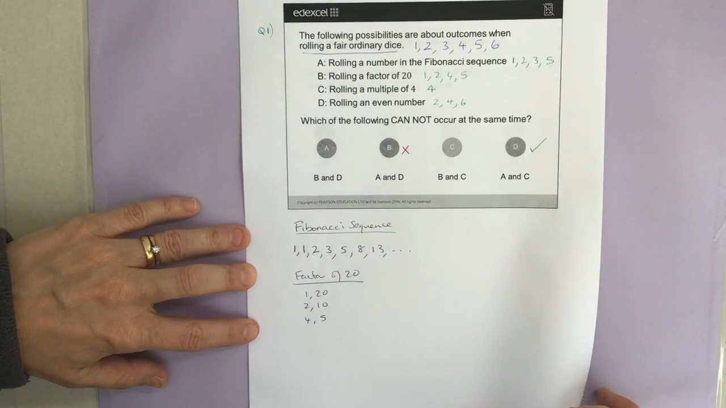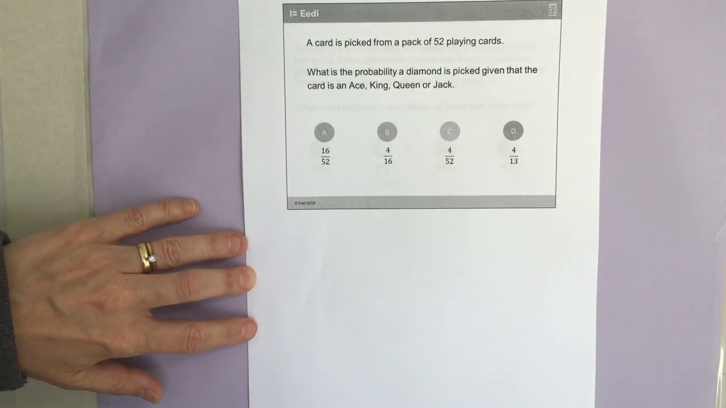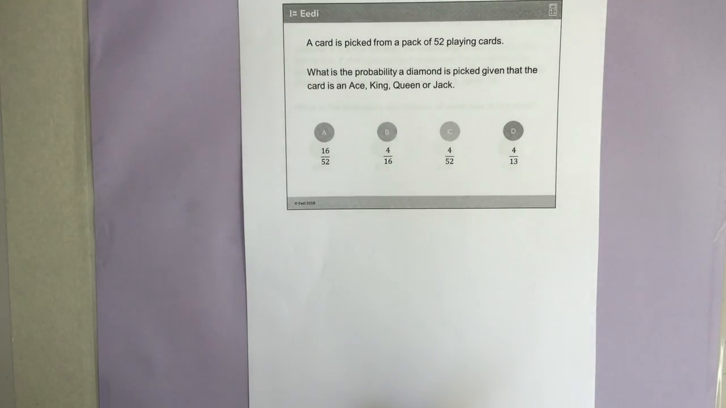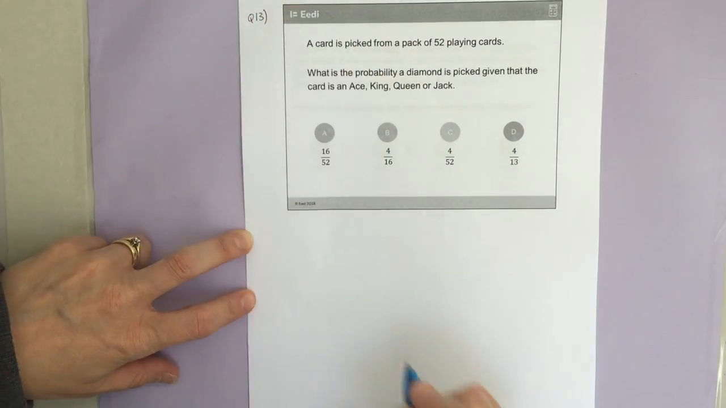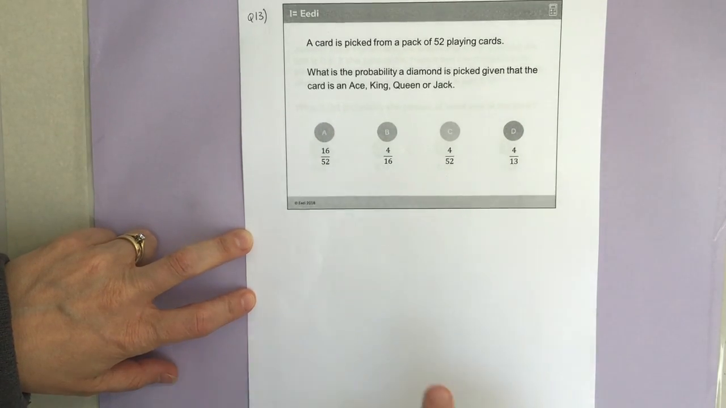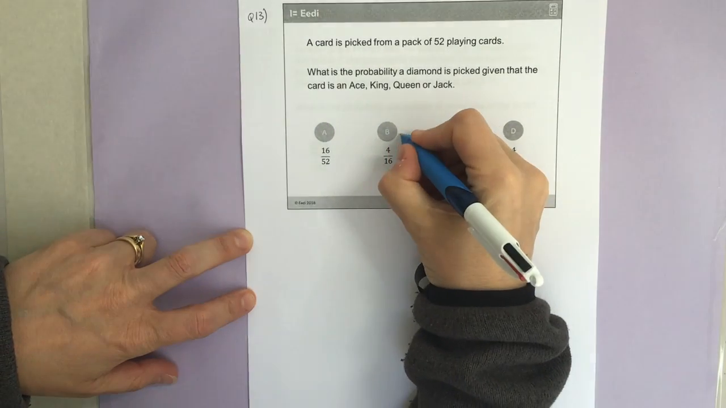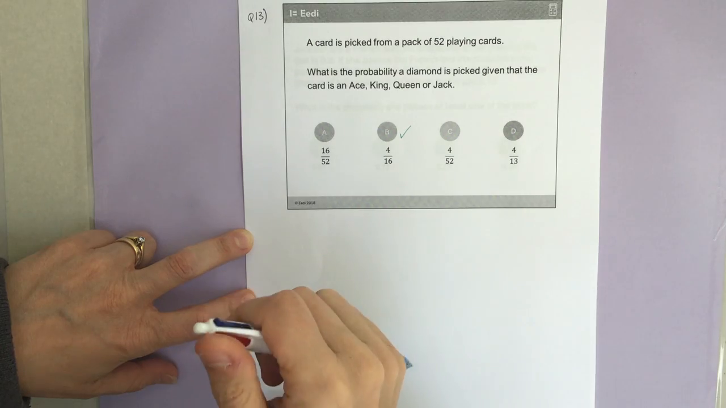Okay, let's move on then to the tree diagram and Venn diagram questions. And this was the one that was done the worst. And again, I think it's just really about not understanding the question in a lot of cases. So this, if people want to know, this is question 13 from the second task. And here, B is the right answer, so well done if you got that.